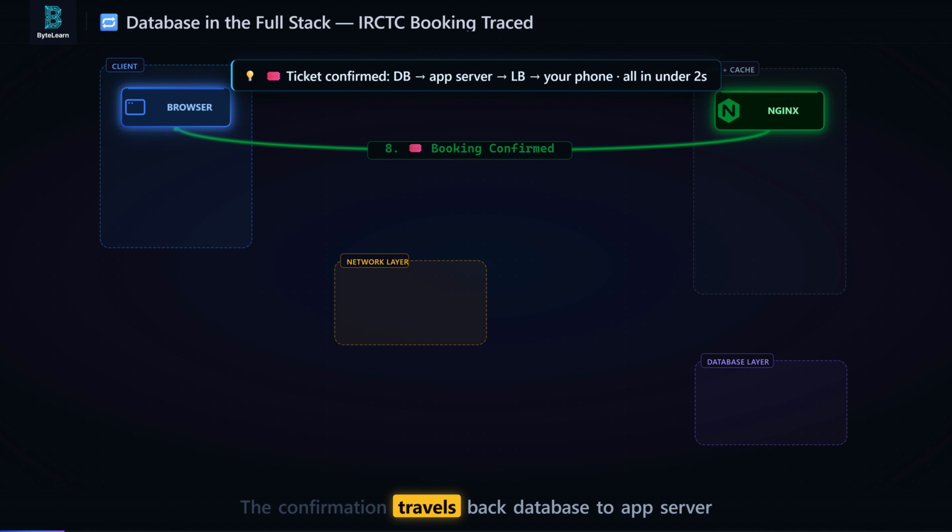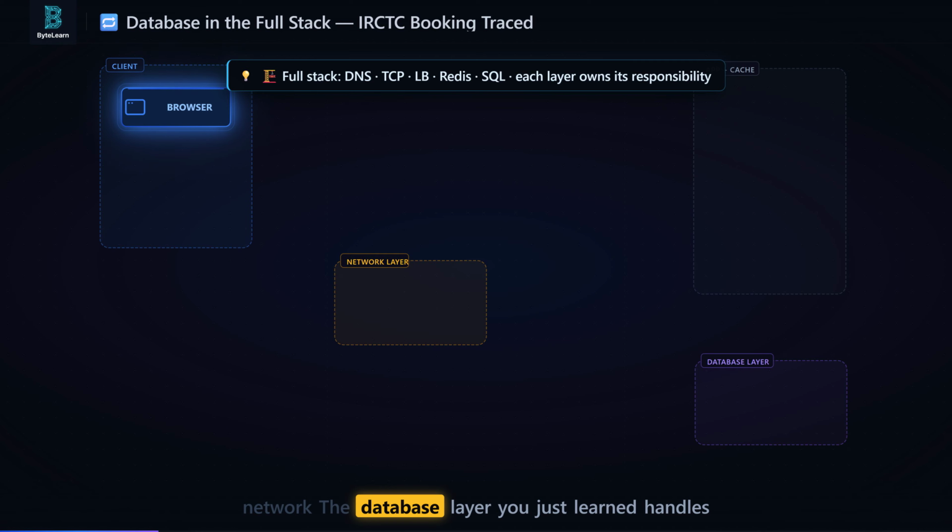The confirmation travels back, database to app server, through the load balancer, across the network to your phone. Your IRCTC app shows the ticket. That seat is yours. The entire journey, every layer, completed in under 2 seconds. Client-server architecture from the last video handles the network. The database layer you just learned handles persistence. Together they are the foundation of every app you use.